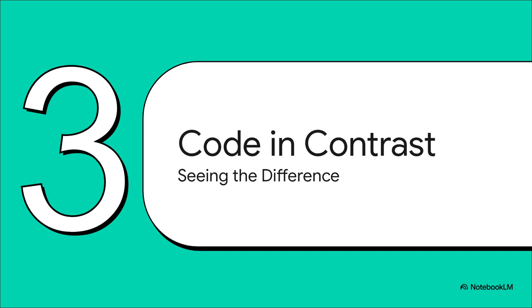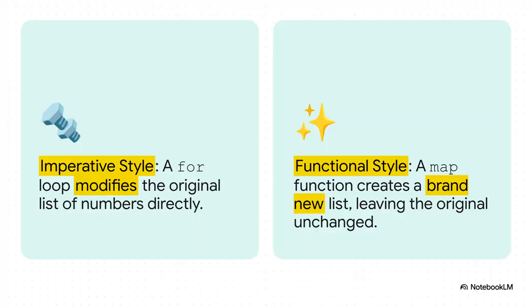Now, all this theory is one thing, but seeing it side by side, that's where the real aha moment happens. Let's look at how this functional mindset actually changes the code you write. Okay, now this is where it really clicks. On the left, we've got the imperative style, the old way, you could say. You see that for loop? It's going through the list and changing each number right where it is. The original list, it's now different forever. Now, look to the right. That's the functional way. It uses a map function. Notice it doesn't touch the original list at all. Nope, it just creates a brand new list with the results. See? The original data is safe and sound.